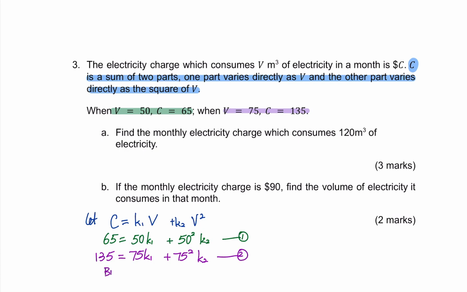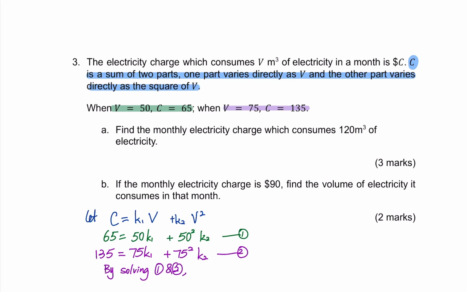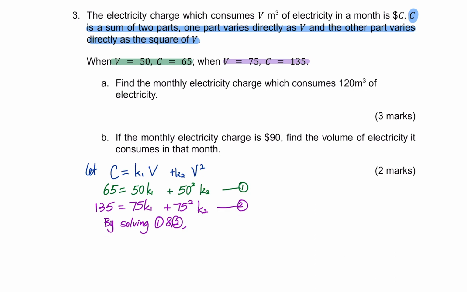And then because there are two equations, you click calculator program. By solving 1 and 2, you can find K1 and K2 as what? K1 as what and K2 as what? Now this one, if you do it by hand, is a lot harder. And so after finding the K values, remember to rewrite the equations. Then that's how you get the mark.